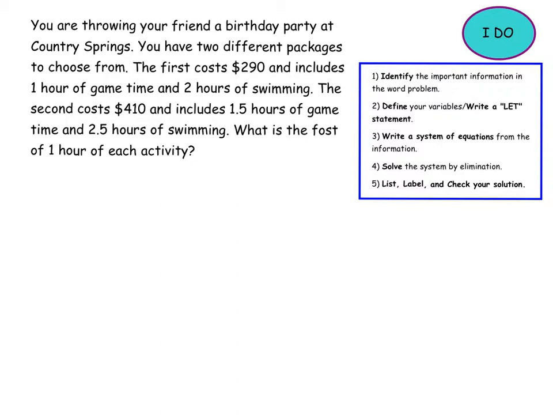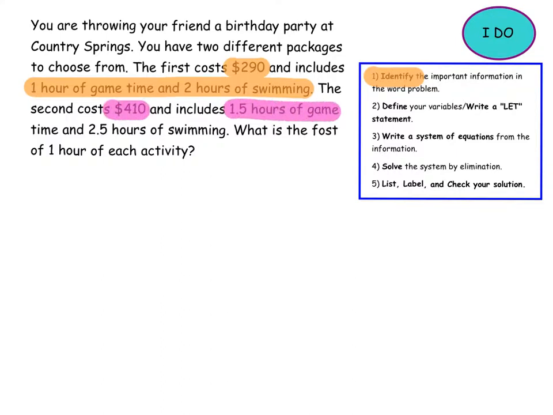And so, step one is to identify important information. And so I'm going to go ahead and highlight what I feel is important. $290 gets us this. And we also know $410 gets us this stuff. And the question is, what's the cost of 1 hour of each activity?